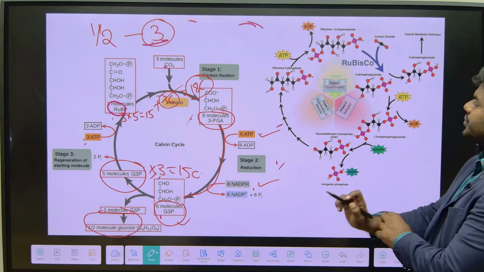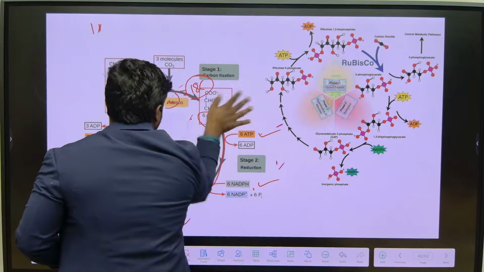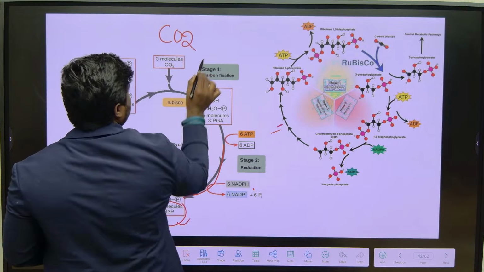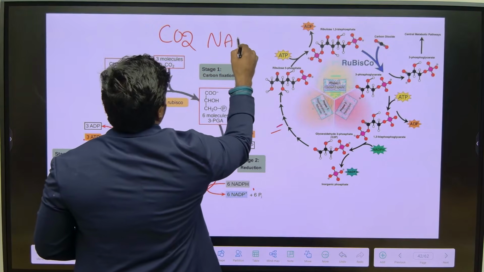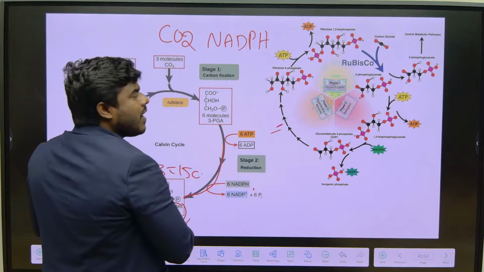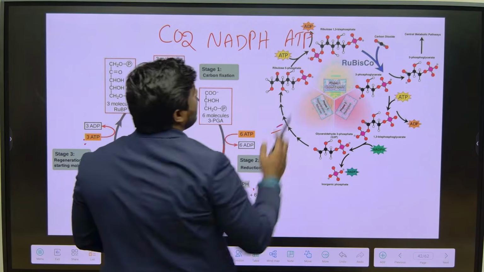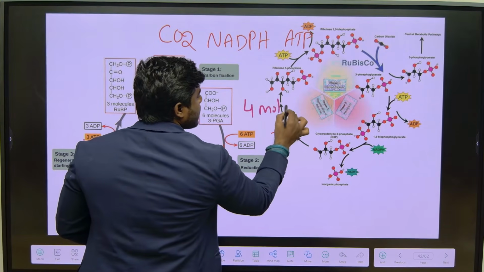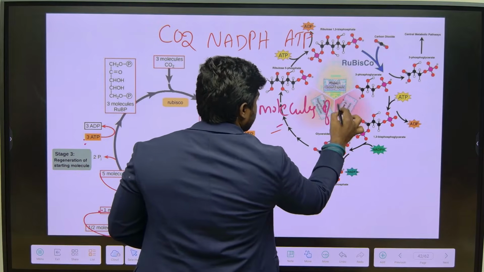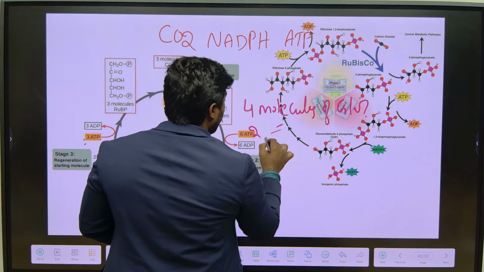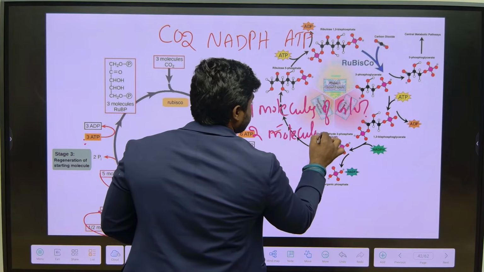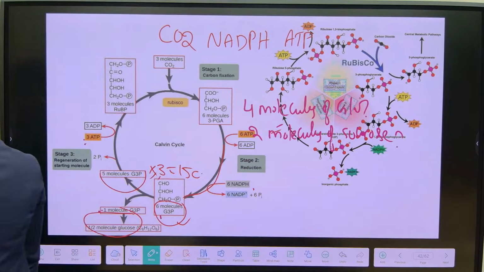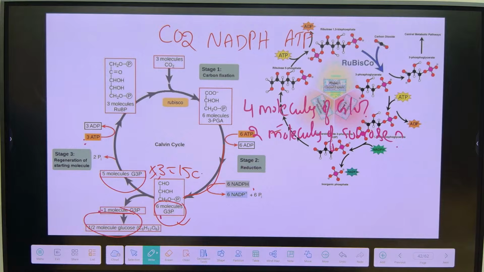Now simply answer the question. Everyone calculate and tell me. Consider this is the only question. How many carbon dioxide, how many NADPH, how many ATP are required to produce 4 molecules of glucose and 2 molecules of sucrose? All of you answer. Everyone, online people, please answer the question.